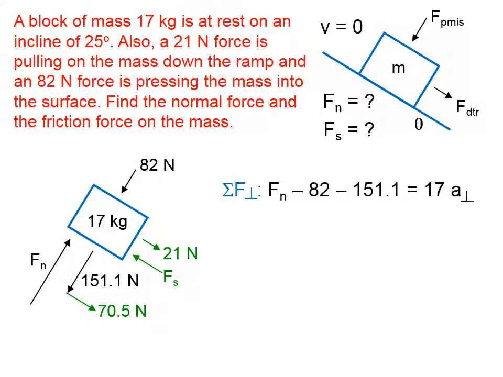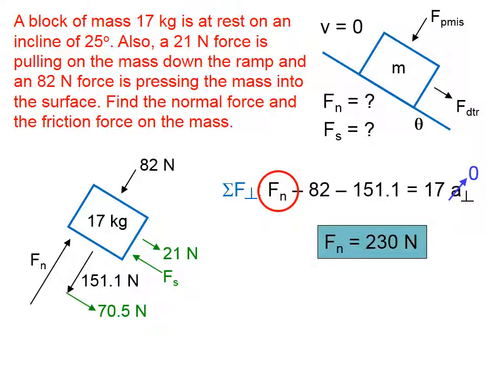We always start with the perpendicular direction. If I choose the normal force to be positive, then the 82 Newton force will be negative, as will the 151.1. And that should equal the mass of the object times the acceleration perpendicular to the surface. This mass is at rest, which means the right side reduces to 0. We can calculate the normal force to be 230 newtons.